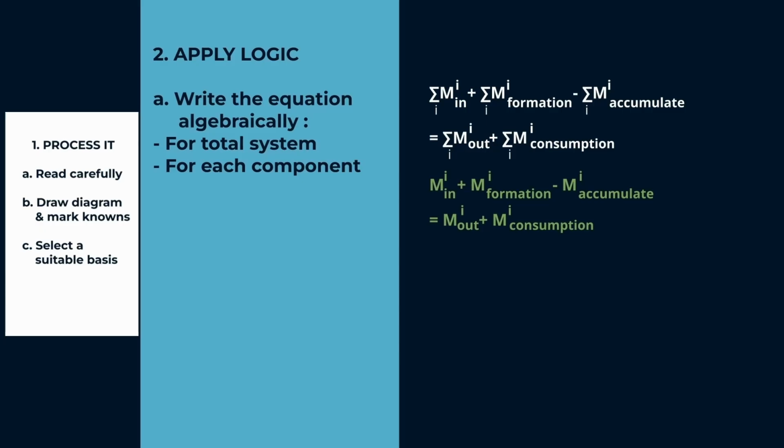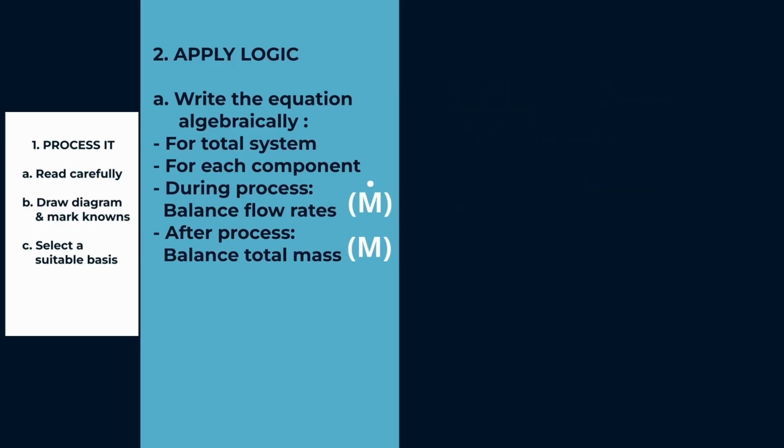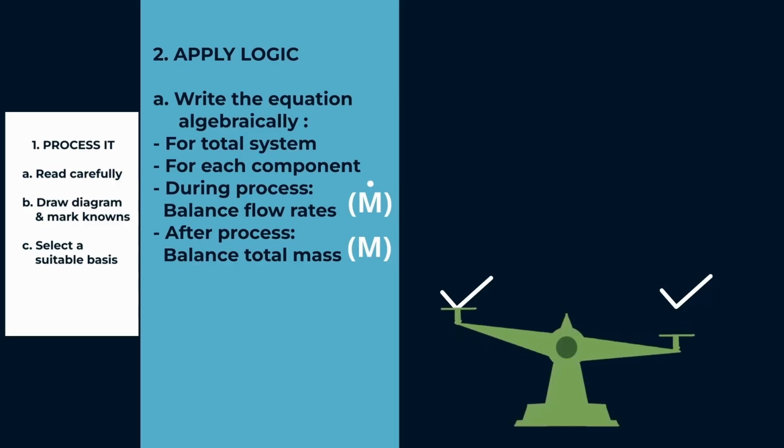If we want to analyze what is happening during a process as it proceeds, we use the mass flow rate balance. If we are more concerned with the result at the end, after the process has finished, we want to use the total mass balance. Both sets of equations are valid across both continuing and completed processes. It's just a matter of what is more useful.